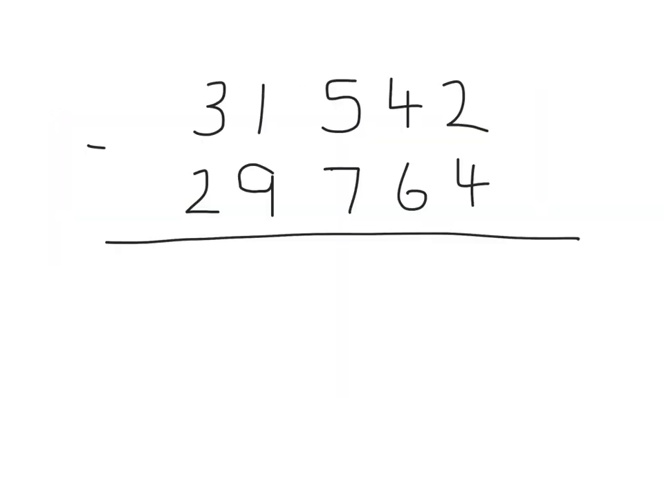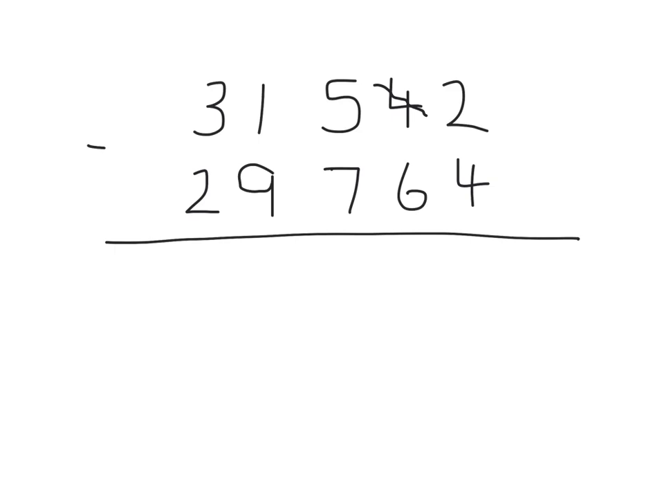Now what I'm going to do is I'm going to show you an example. So I'm going to start by lining up my two numbers. Now if the number on top is smaller than the one on the bottom, then I'm going to need to trade. So let's start with my ones column. So I can see I can't take away 2 and 4. So what I'm going to do is I'm going to borrow from the tens column.